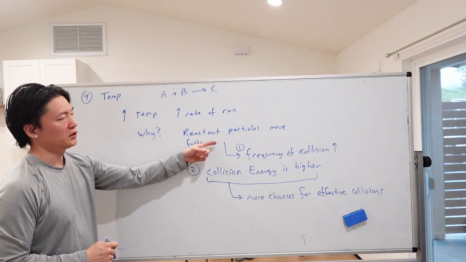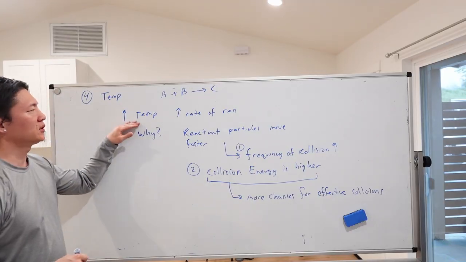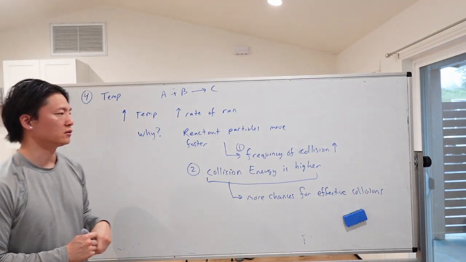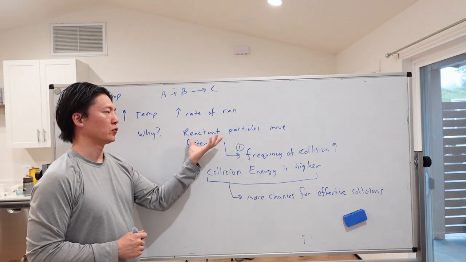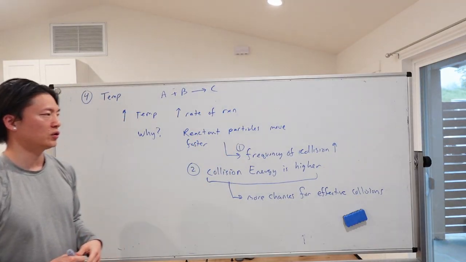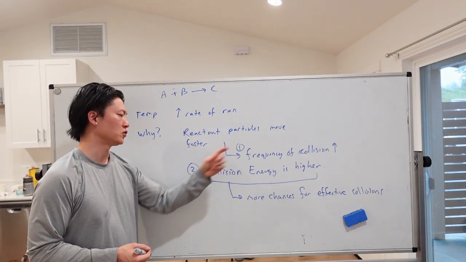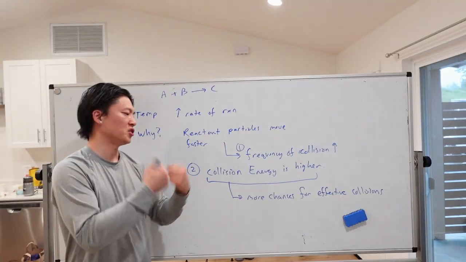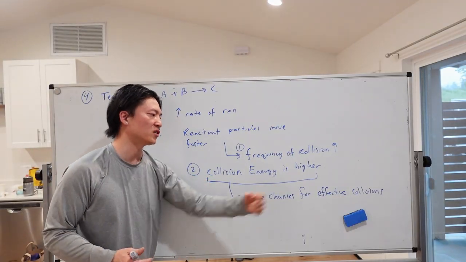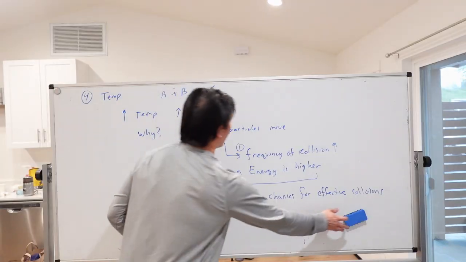Alright, so these are the 2 reasons why when you increase the temperature, the rate of reaction increases. 1, reactant particles move faster, so the frequency of collisions increases. There's more chances for effective collisions. And 2, also, the collision energy is higher, so then there's even more chances for effective collisions, okay? Alright.